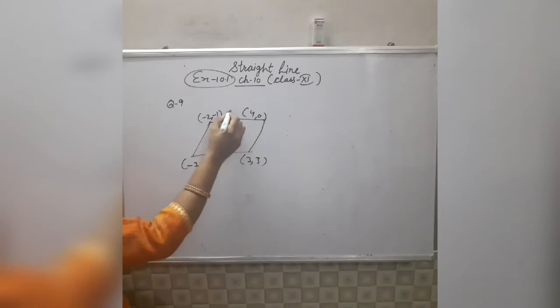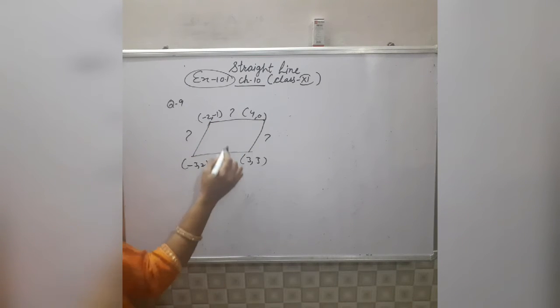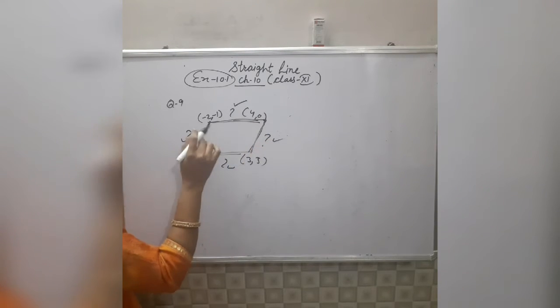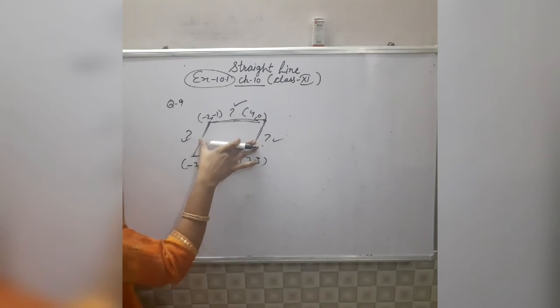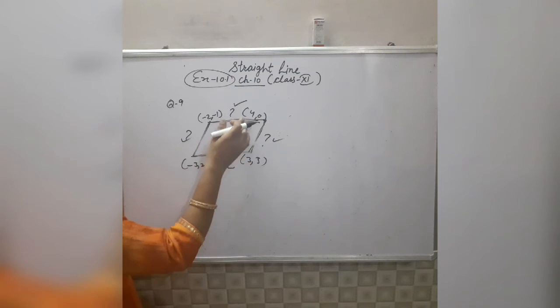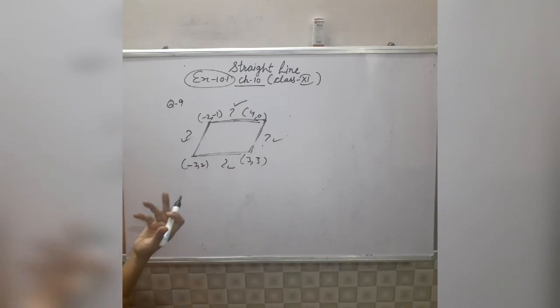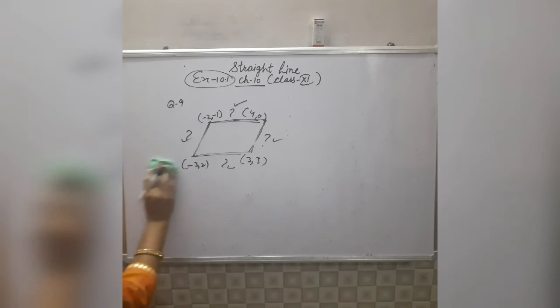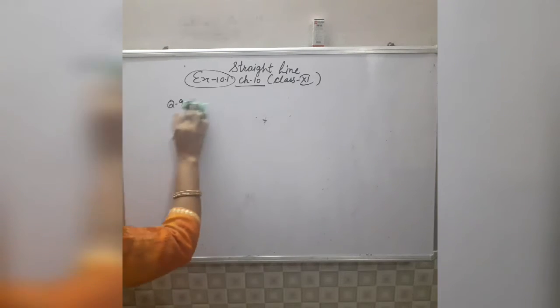Now you will find out the slopes of all the 4 lines. If the slopes of these 2 lines are equal, it means these 2 lines will be parallel. Similarly, if the slopes of another pair of opposite sides are also equal, it means these 2 lines will also be parallel. And if both pairs of opposite sides are parallel, it means this is a parallelogram. So in this you will find out one by one the slopes of all the 4 sides of the parallelogram. Now see question number 10.